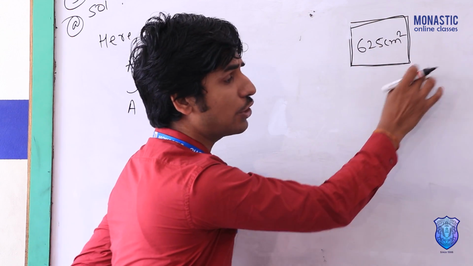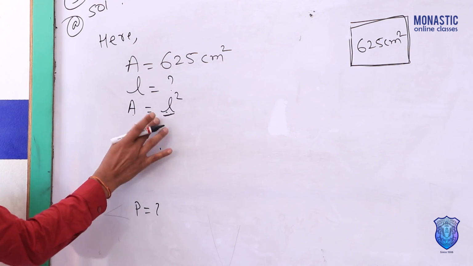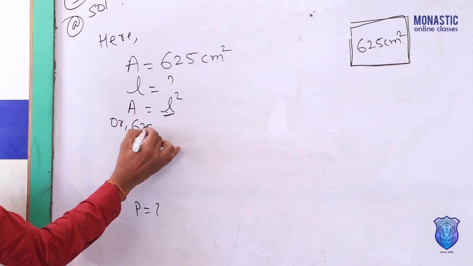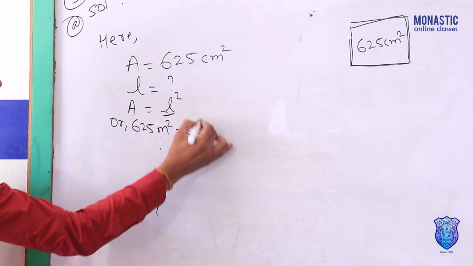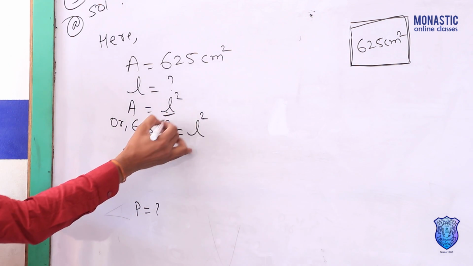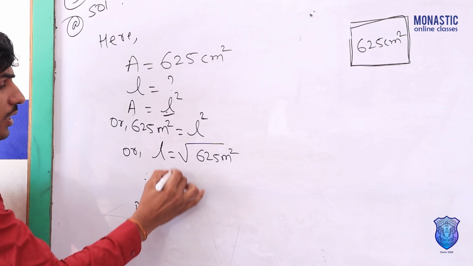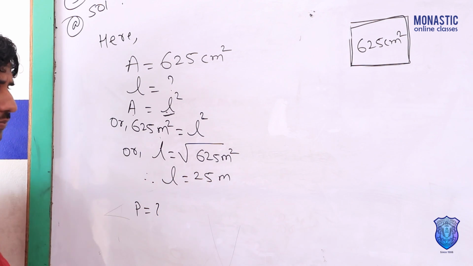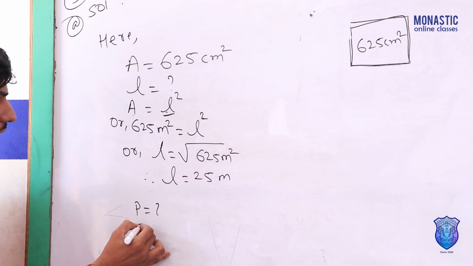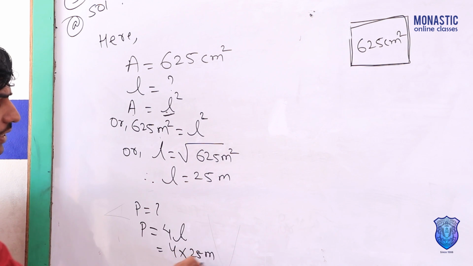The total cost will be how much? First get the area. You know 625 square meter is equal to L square. Take the square root. How much is coming? That is 25 meter. And when the length comes, perimeter is equal to 4 into length, 4 into 25 meter. How much is coming? 100 meter.